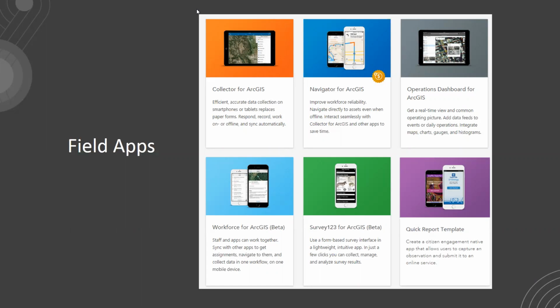So they are all free of charge. All you have to do is search for Workforce for Survey123 or for the App Studio player in the case of the Quick Report template. Consequently, your ArcGIS online credentials would also be needed to sign in once you have downloaded your apps in an iOS device or in an Android device.